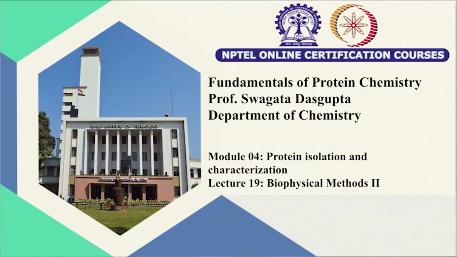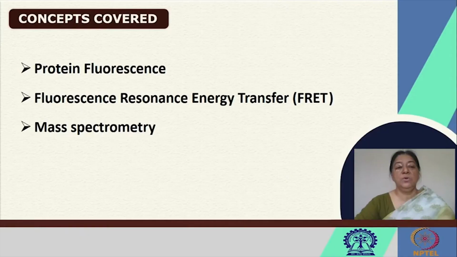Our discussion on biophysical methods. In the last class, we learned about UV spectroscopy, IR, and a bit about circular dichroism. What we will do in this class is look at protein fluorescence, fluorescence resonance energy transfer, and mass spectrometry. A bit about mass spectrometry.